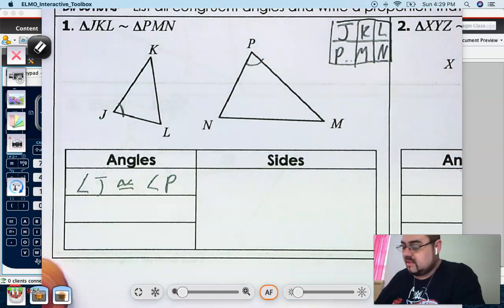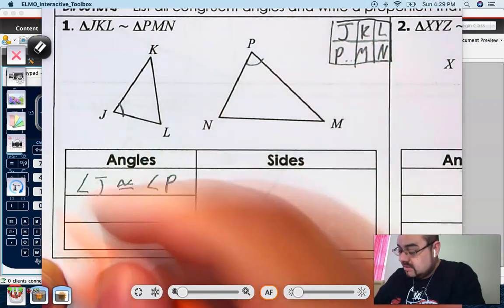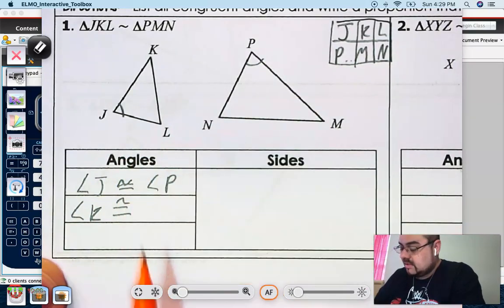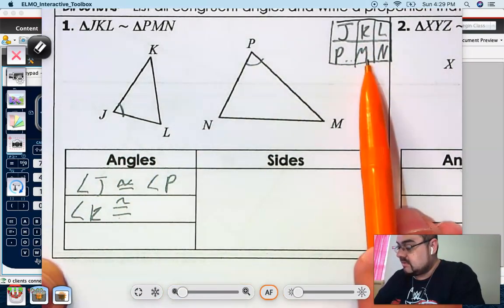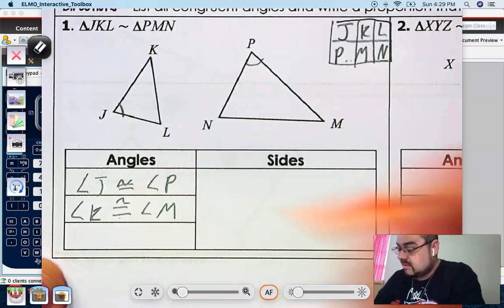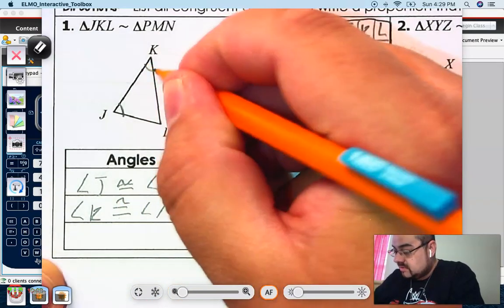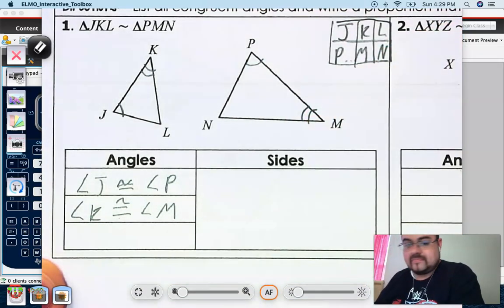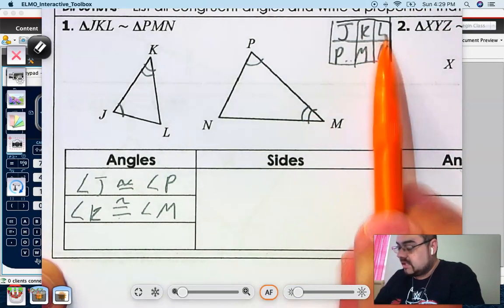Okay. Next, I'm going to go ahead and go with angle K. Angle K is going to be congruent to angle M, according to my grid. Okay. So angle K, I'll put 2 marks there, is congruent to angle M. And the last one we're going to do is angle L.